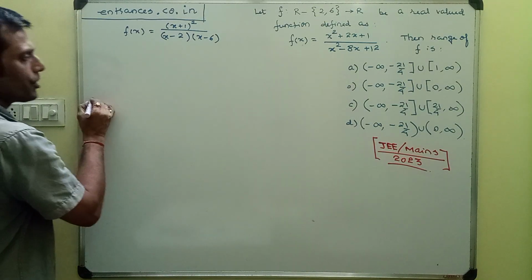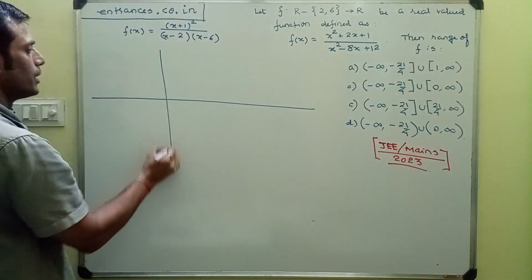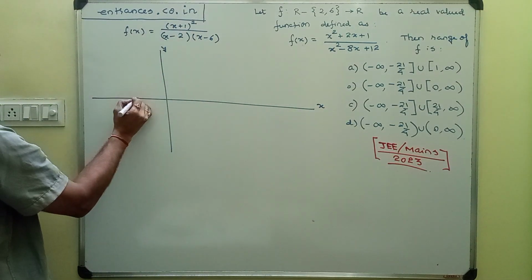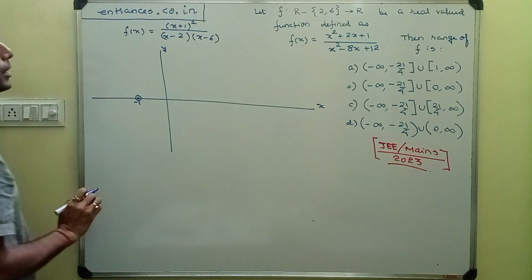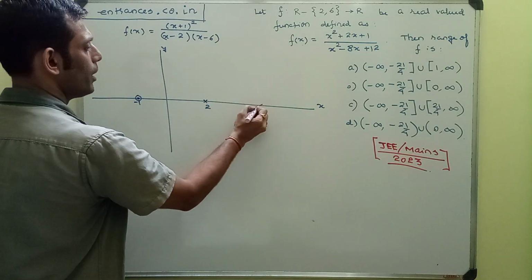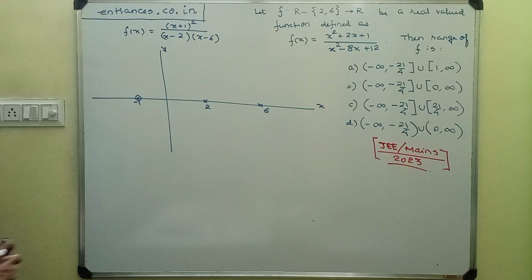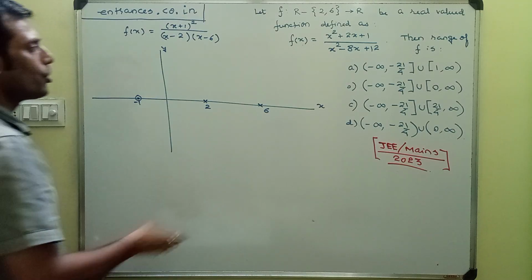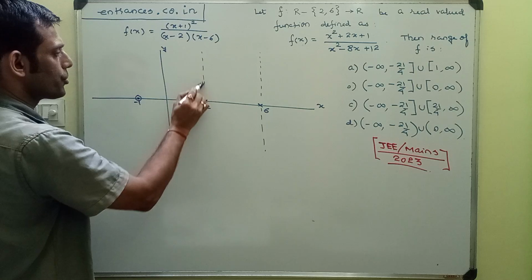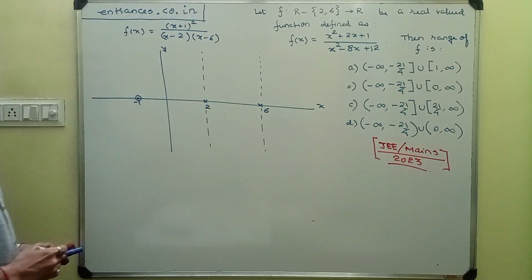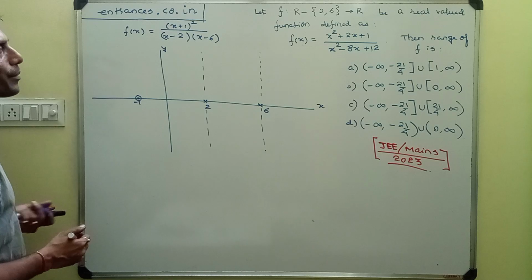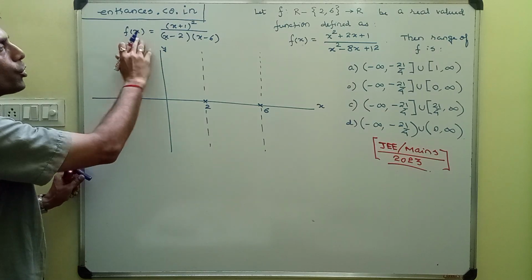The graph of this can be drawn like this. Let's say x equal to minus 1 is a 0. x equal to 2 and 6 you can call our poles. At these poles we draw separating lines, dotted separating lines, and then at x tending to infinity the function value will go towards 1.